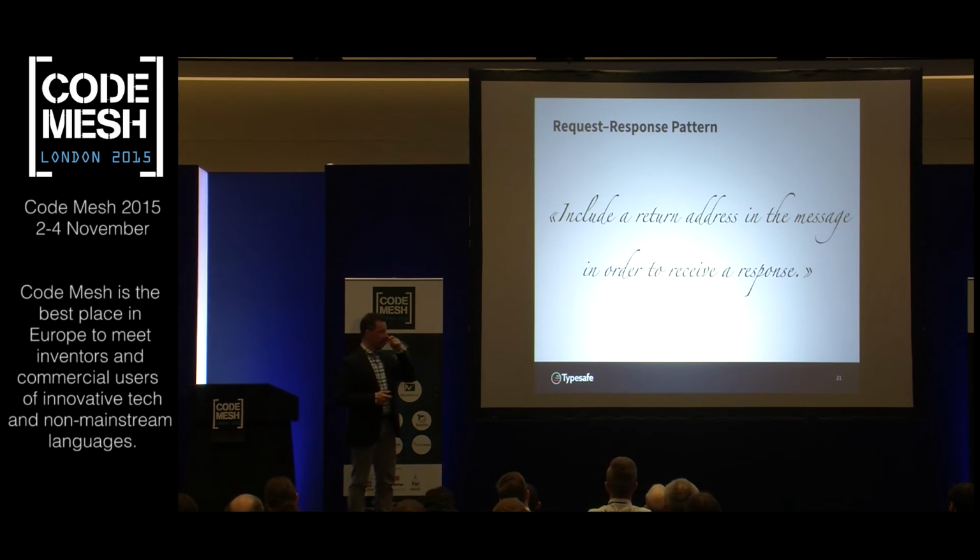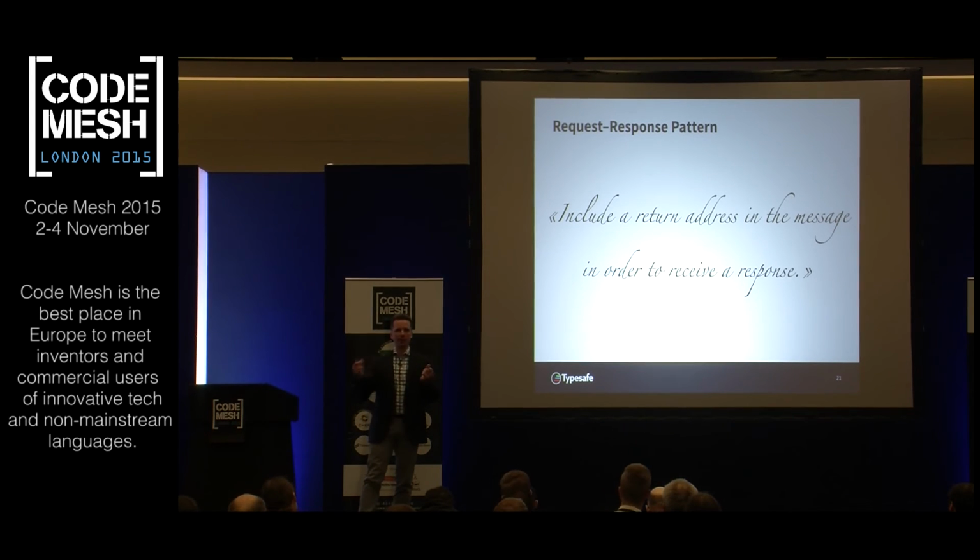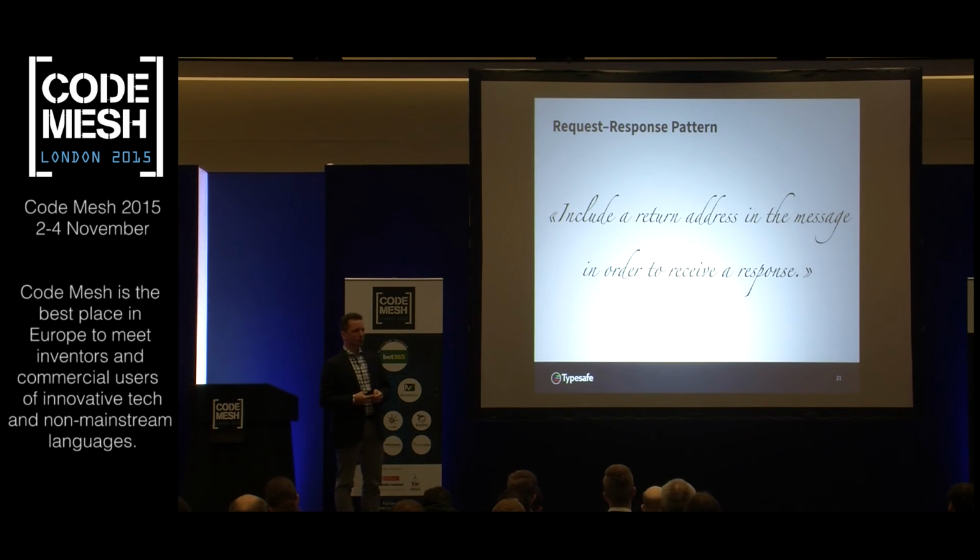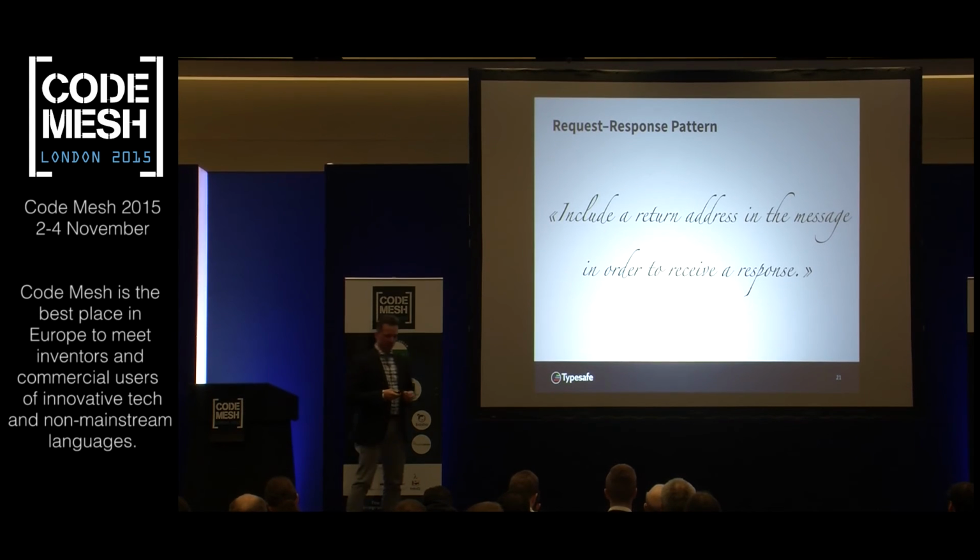The request-response pattern is the simplest possible conversation that two parties can have. There is no conversation if there's just one message. So there's two messages, a conversation, request, response. That's the simplest possible. And in order to make that work, we need to include a return address in the message so that the response can be delivered to the right recipient.